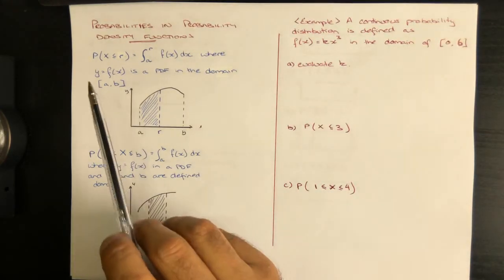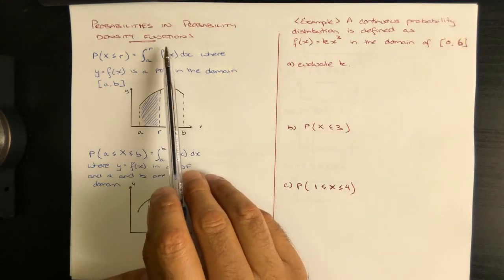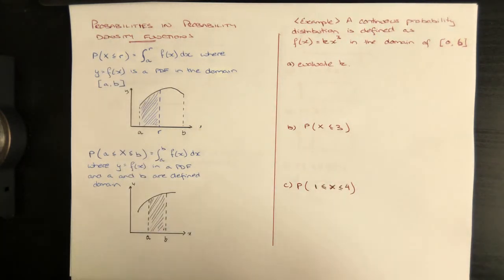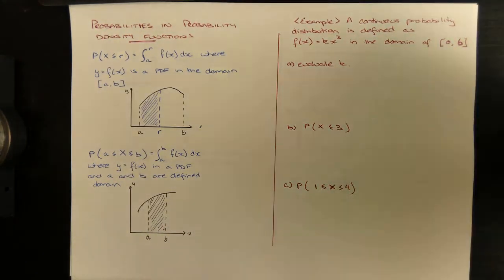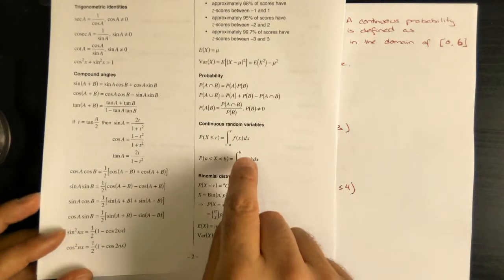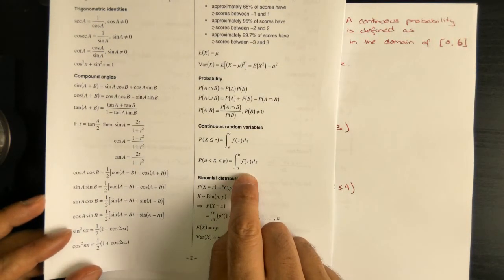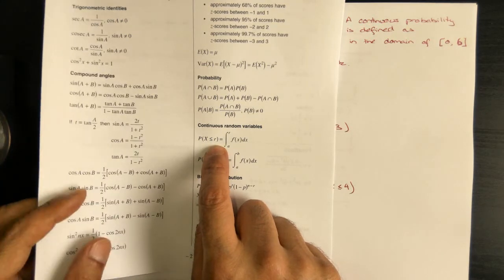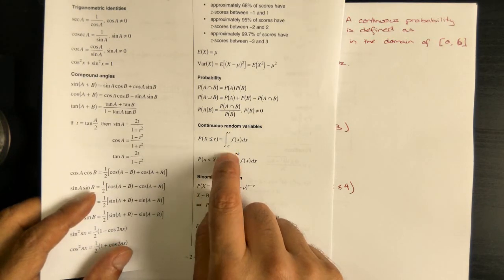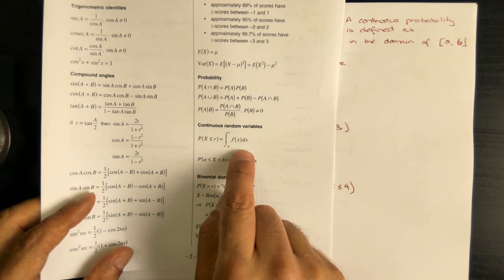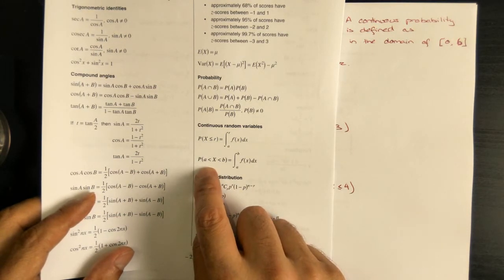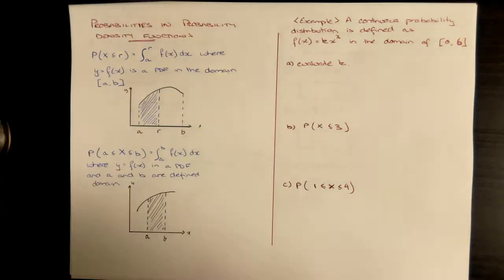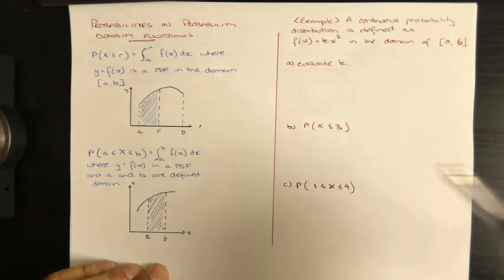So a probability distribution, right? I've used the example from our formula sheet. So this is what we're talking about. If we want something less than a certain value R, it's the integral from A to R of the function. And if we want it between a range, it's going to be between the two values, the integral of the function between them.